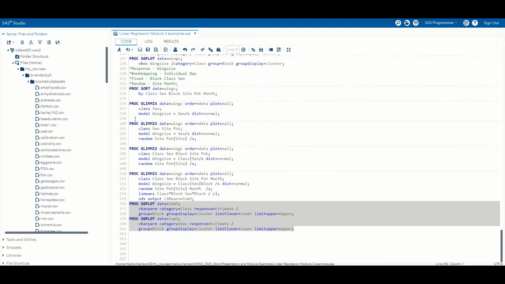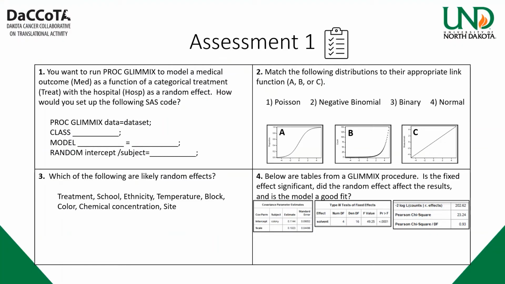All right, with that, that is our example in SAS. All right, here we are at an assessment. 4 questions here. Suggest pausing, working these out on your own before continuing on.